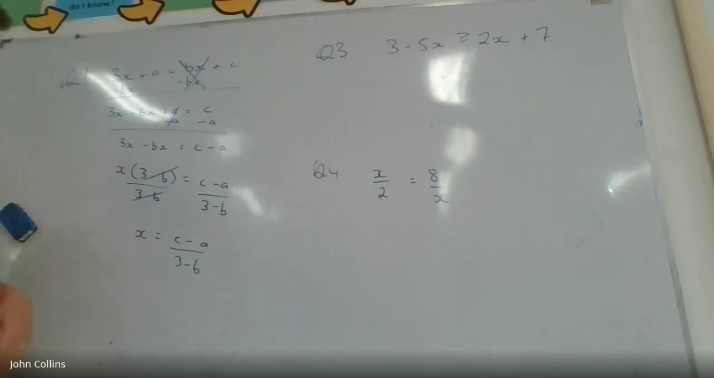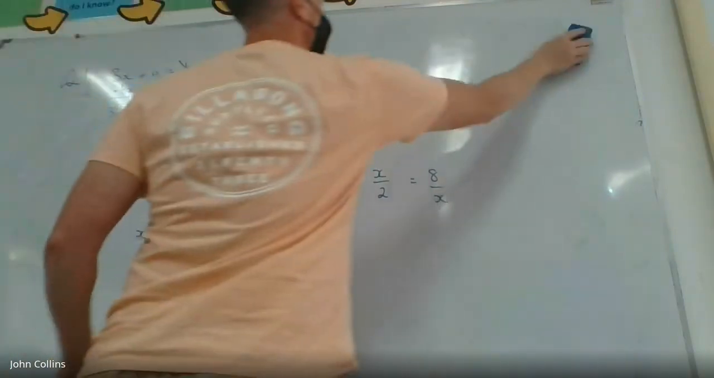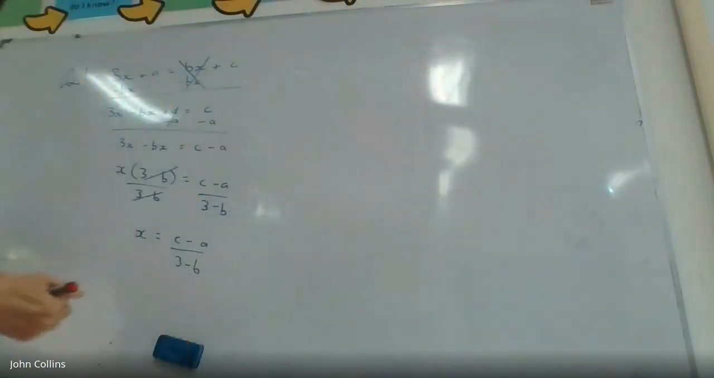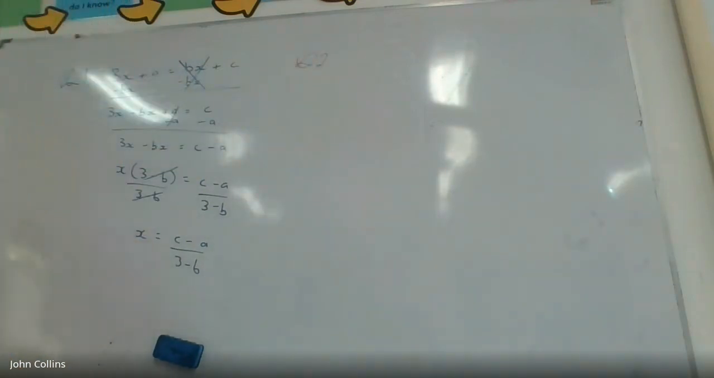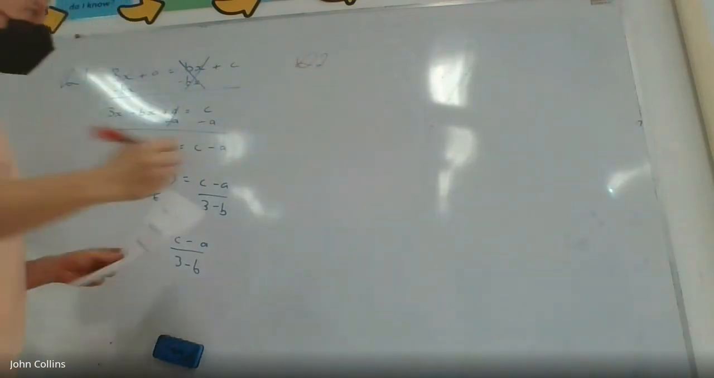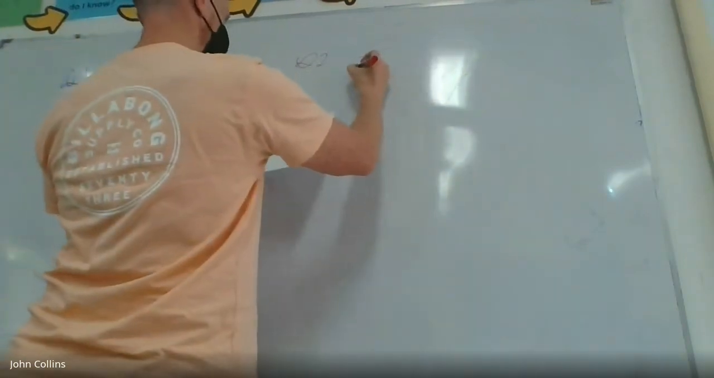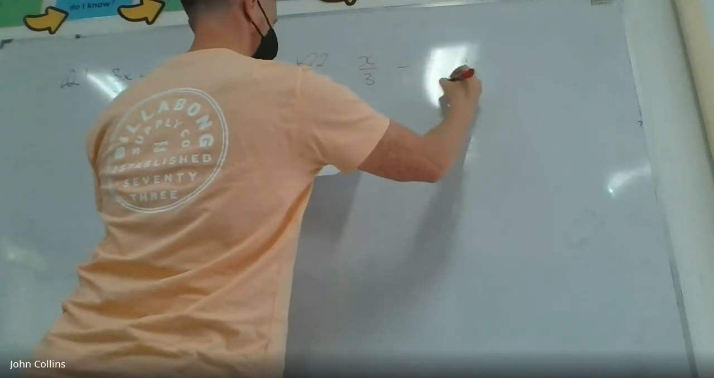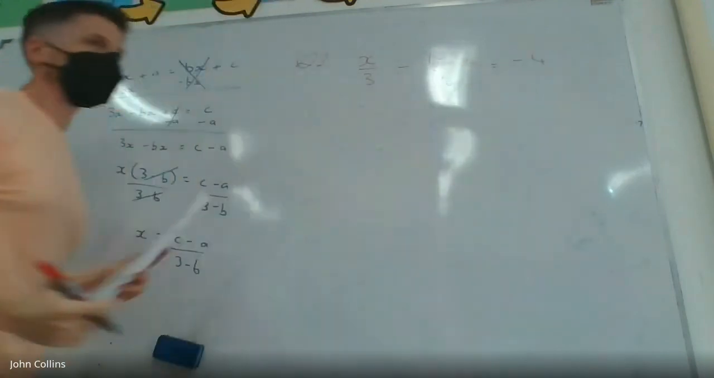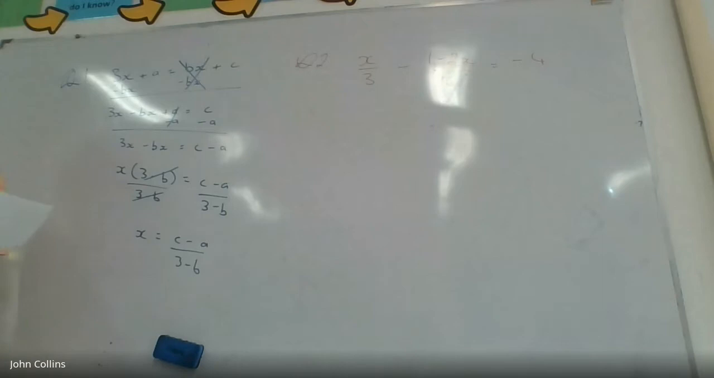Question 2. Okay, so this is a standard solving. Anyone think they have an answer to this one? Dan? Negative 23 over 4. Yeah, that's correct. Negative 23 over 4. Okay, let's go for this one.